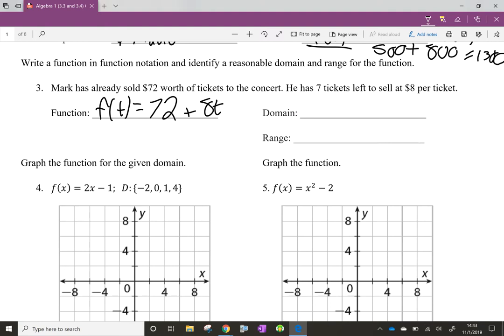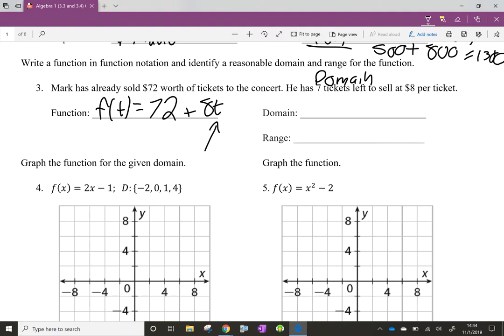Now, domain refers to the number we skipped. He has 7 tickets left to sell. This is all about our domain here. Our domain is numbers that we can use for t or x, but we're using t in this case, right? It's our input values. And since we only have 7 tickets left to sell, then we can only sell a whole number of tickets up to 7, right?